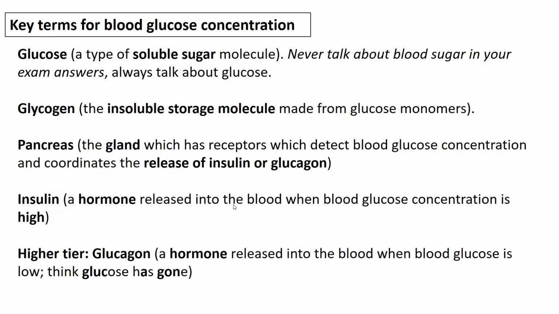There are some really key terms then for you to get your heads around for this. You have to know glucose. So I said before, never talk about blood sugar. It's always glucose. Glycogen is the insoluble storage molecule which you make from the glucose monomers inside of cells, and that stores the glucose away. The pancreas is the gland which has the receptors which detect the blood glucose concentration, but it also coordinates the release of insulin when glucose is high or glucagon when glucose is low. So insulin is the hormone released when the glucose is high. Glucagon is the hormone released when the blood glucose is low. So you could think that the glucose has gone to help you remember glucagon.